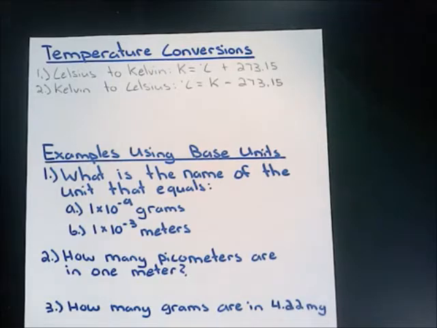273.15, in case you're wondering where that number comes from, it is absolute zero. So 0 Kelvin is when we reach that temperature called absolute zero, which we'll get into a little bit more detail with the kinetic molecular theory. Our third temperature conversion is going from Fahrenheit to Celsius.